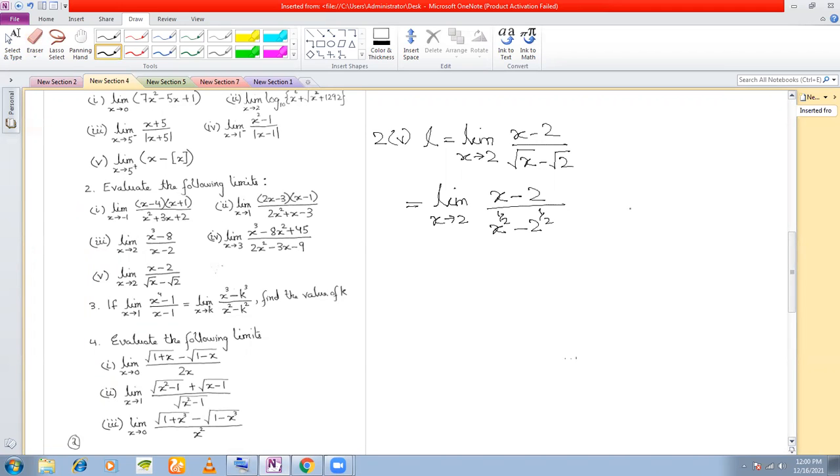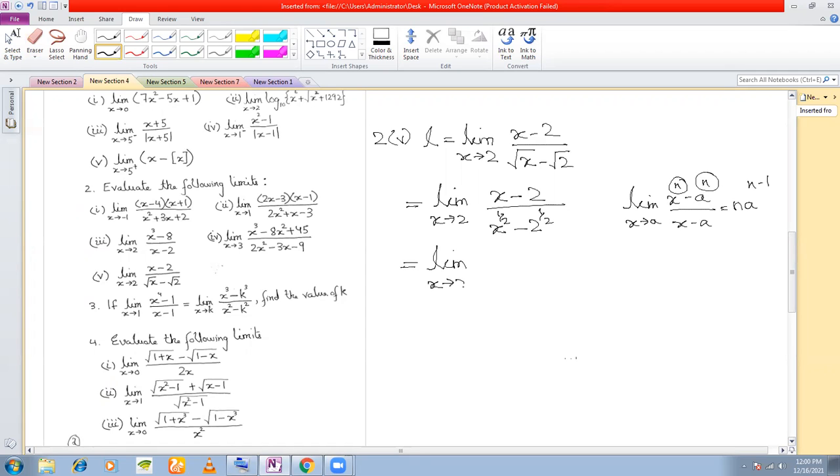Now, but the problem is if I am to use the limit that I gave you, x to the power of n minus a to the power of n by x minus a is equal to n a to the power of n minus 1. If I am to use this limit, this n here should be in the numerator, right? But here it is in the denominator. So what I do here is I write this as limit x tends to 2. I take the reciprocal of this. 1 by x to the power of half minus 2 to the power of half divided by x minus 2, right? I take the reciprocal.